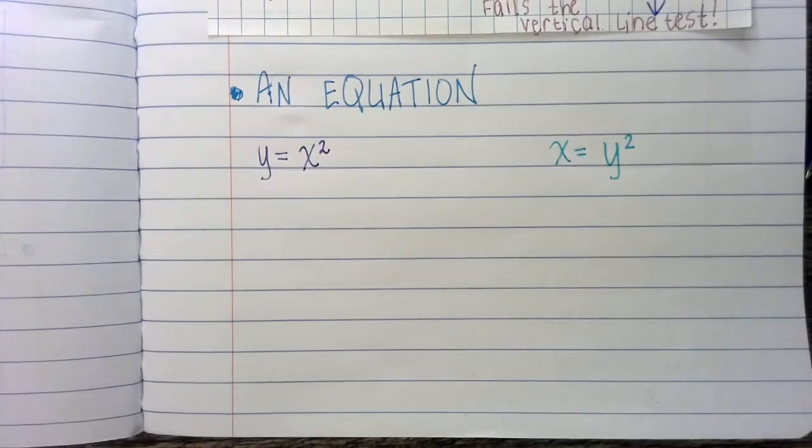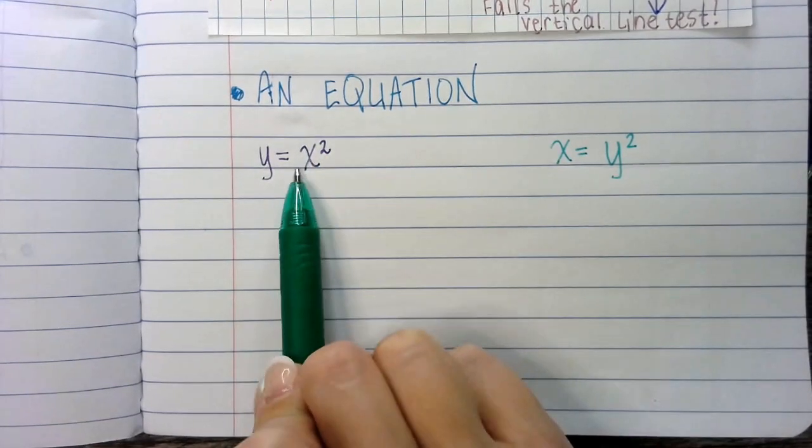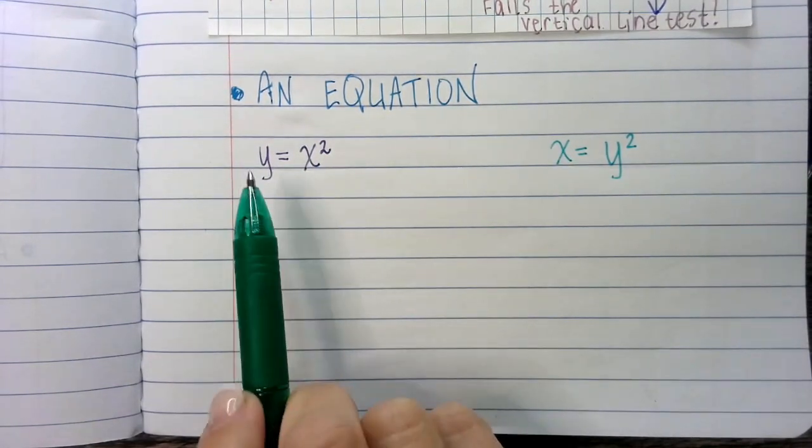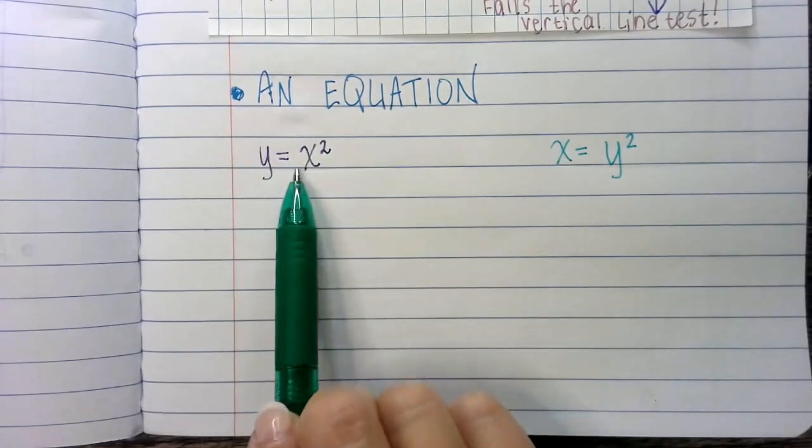Our fifth and final way to represent a relation or a function, we have an equation. Now this one is going to be a little bit more complicated than the others for figuring out whether it represents a function or not. If you have pretty good recall, then you should know that this is a quadratic equation. Y equals x to the second power, or y equals x squared.